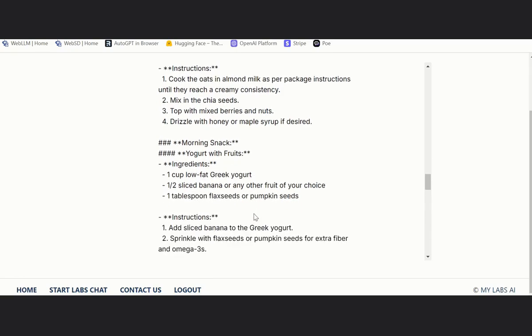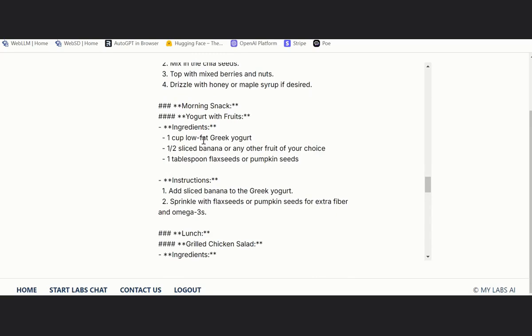Morning snack, yogurt with fruits. Ingredients: 1 cup low-fat yogurt, half sliced banana or any other fruit of your choice, 1 tablespoon flaxseed or pumpkin seeds. Instructions: add sliced banana to the Greek yogurt. Sprinkle with flax seeds or pumpkin seeds for extra fiber and omega-3s.